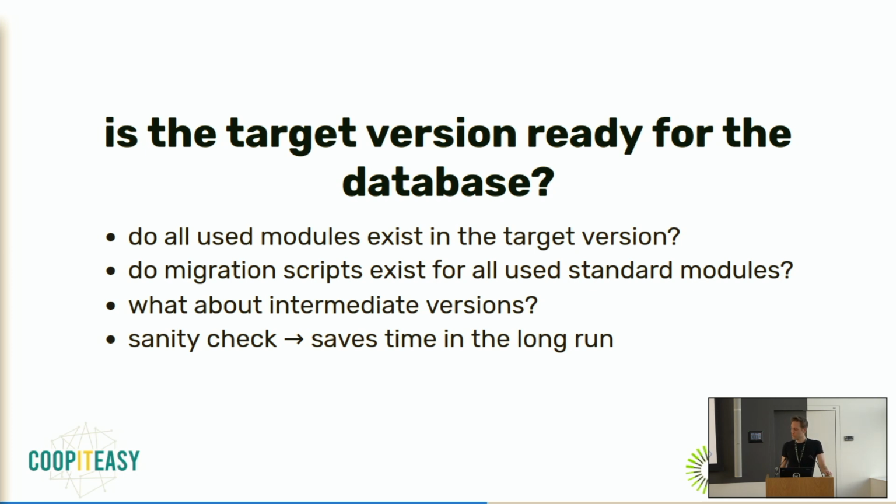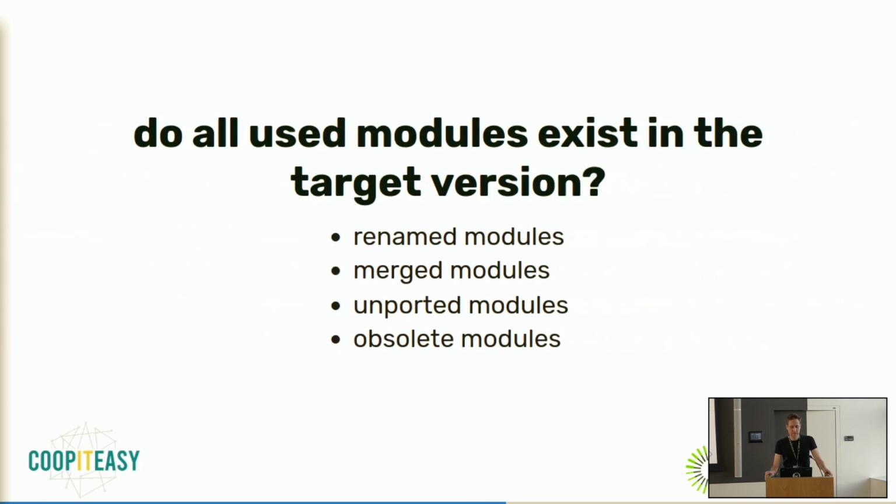Well, this is a sanity check that will save you a lot of time in the long run. If you don't do it, you will have to fix all of these issues along the way, and that will take much more time and be much more frustrating than this whole thing already is. So do it before. So how do you check whether all modules still exist in the target version?